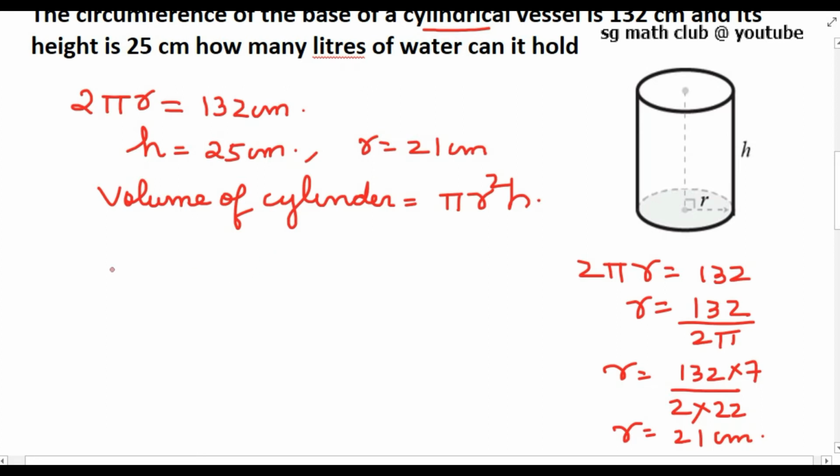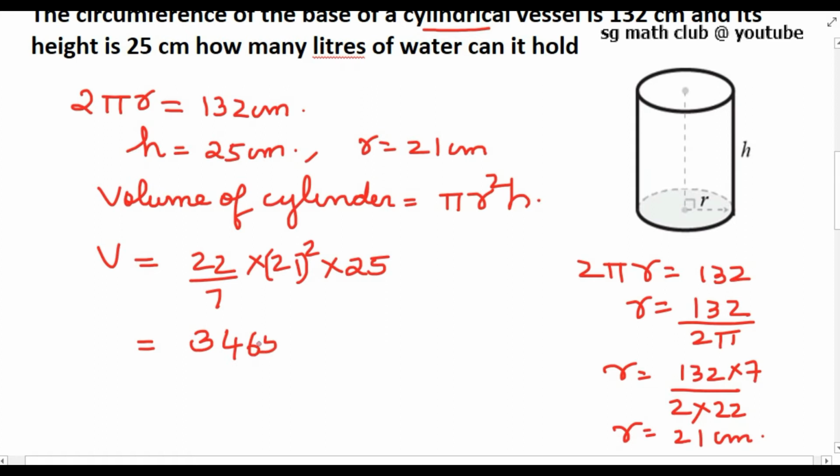Now we can substitute in this formula. Volume of the cylinder is 22 by 7 into 21 square into h, which is 25. When you simplify this, we will get 34,650 centimeter cube. But the question is, how many liters of water can it hold? So when you convert to liters, it is 34.650 liters.